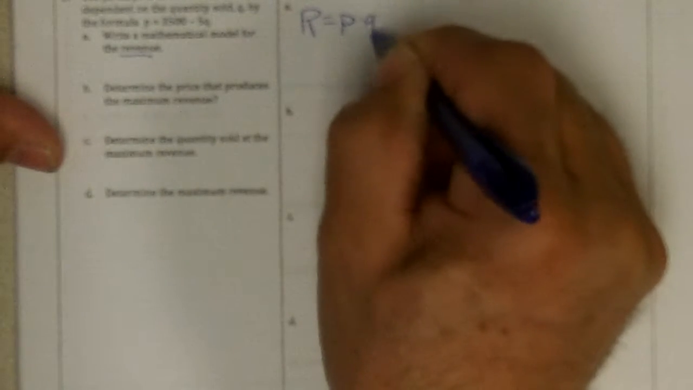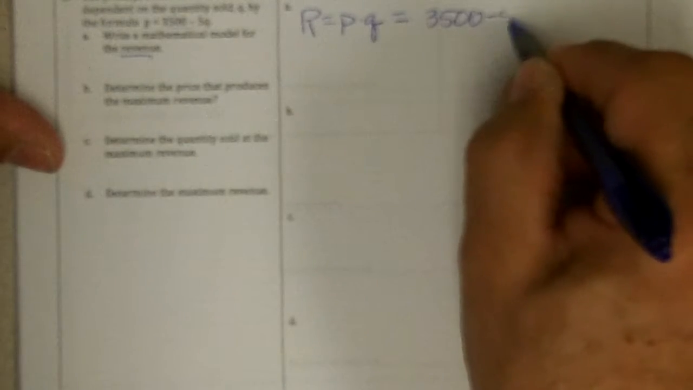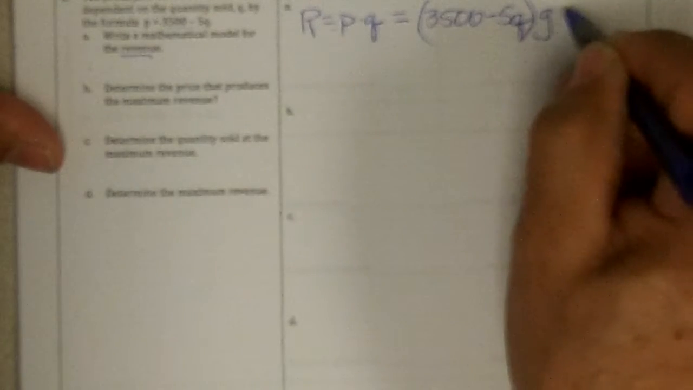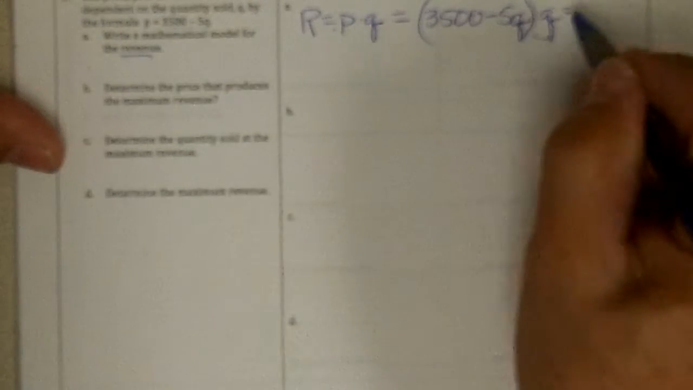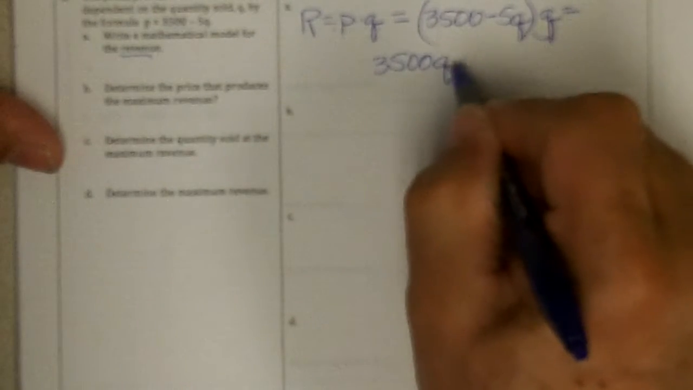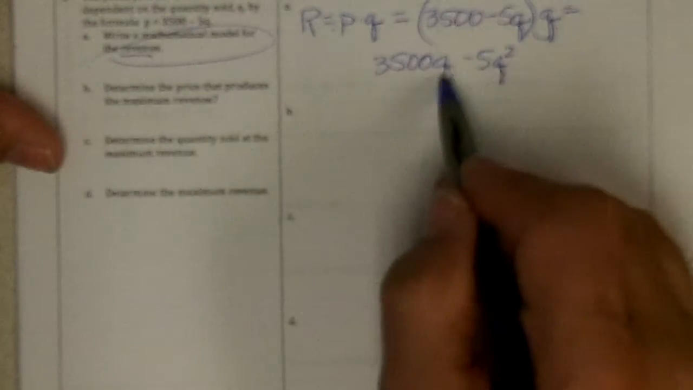Okay, number 6. Many of you wrote the revenue model as just revenue is equal to P times Q, and since it says P is this, they replace P with 3,500 minus 5Q. So that's what P is, times Q, which turns out to be 3,500 Q minus 5Q squared. So there's a revenue model. This one is based on the quantity.